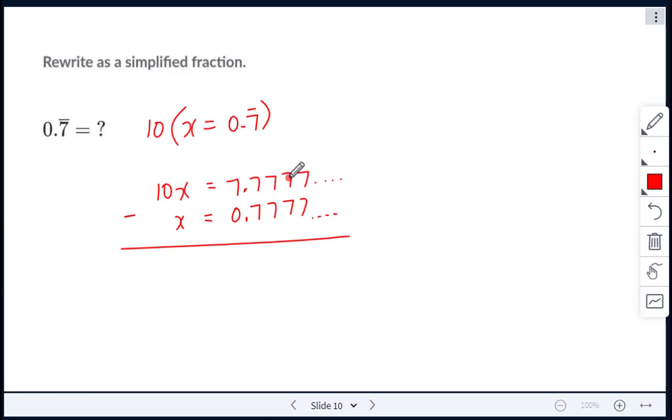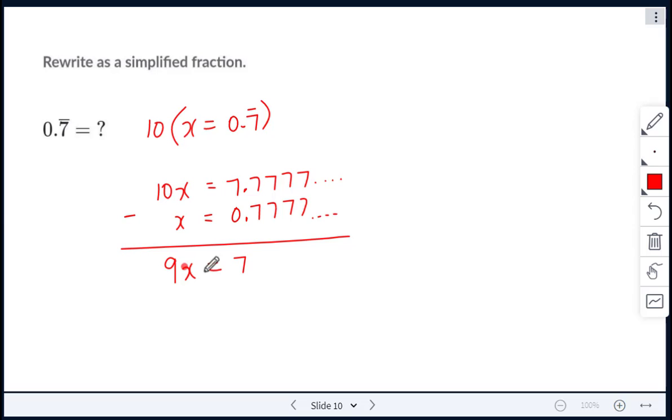So this is what's happening here. 7 minus 7 is 0, 7 minus 7 is 0, and so on for each repeating digit. Then here 7 minus 0 is 7. And then 10x minus 1x is 9x. So we have here 9x is equal to 7.